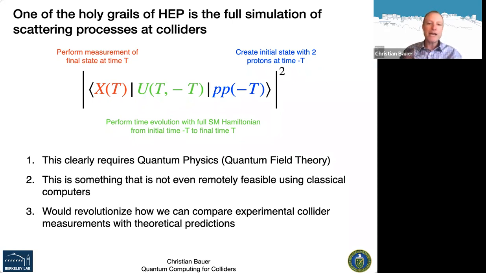We do perturbation theory. As I said, we use parton showers, all sorts of things. And we try to break this problem apart because it's just not feasible, even remotely, using any kind of known technique that we have. But I think probably most of you would also agree that if I could do that, it would totally revolutionize how I could compare experimental collider measurements with theoretical predictions. So in today's talk, I actually want to talk a little bit about, what can we do? Is this something that maybe with quantum computers might be in the realm of feasibility? And if not, what would be in the realm of feasibility with quantum computers?